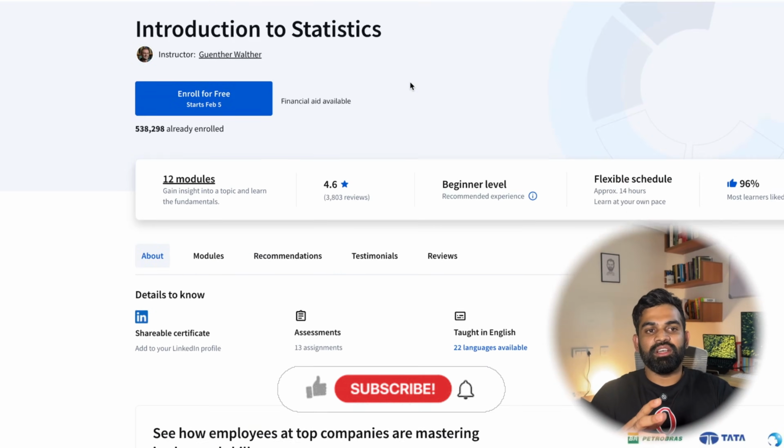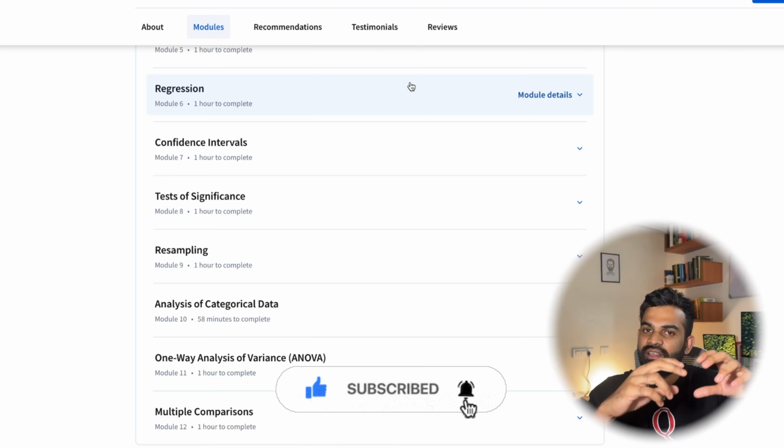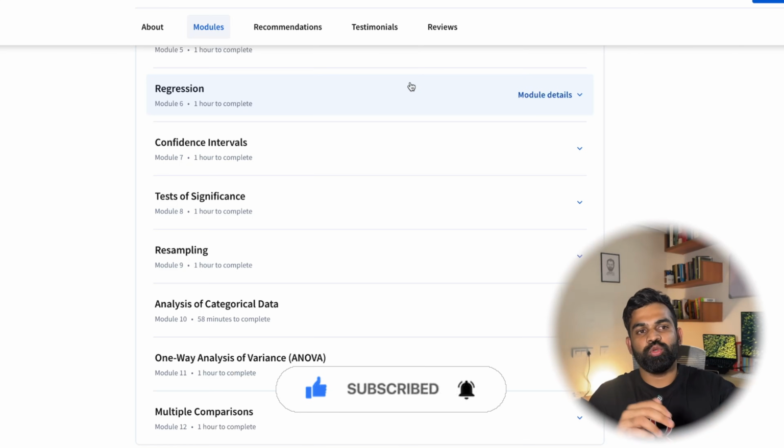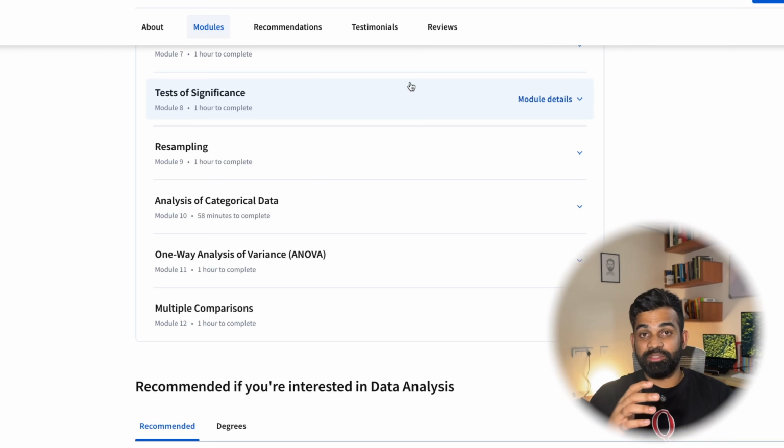So this is again a 12 module series. It's a bit extensive, but each series has a smaller course length. So you can learn regression, confidence interval. So you can learn different topics in this specific course.